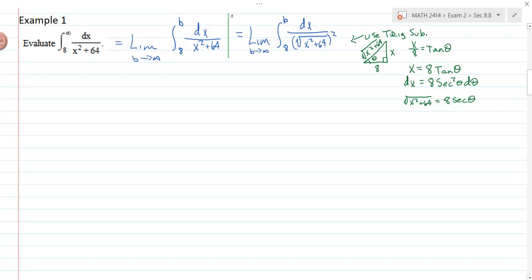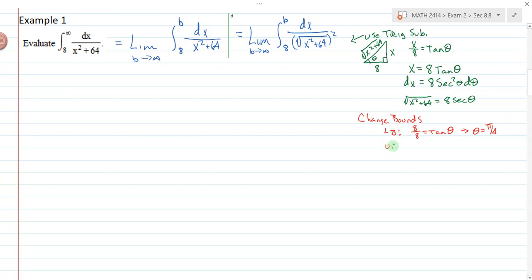What's the other thing we need to do when we change our variable of integration? We need to change the bounds. So the first thing I'm going to do is plug in the lower bound. That's going to give me 8 over 8 equals tan theta. Well, that means that tangent of theta is equal to 1, so what is theta equal to? Tangent is equal to 1 when theta is equal to pi over 4. So my new lower bound is going to be equal to pi over 4.